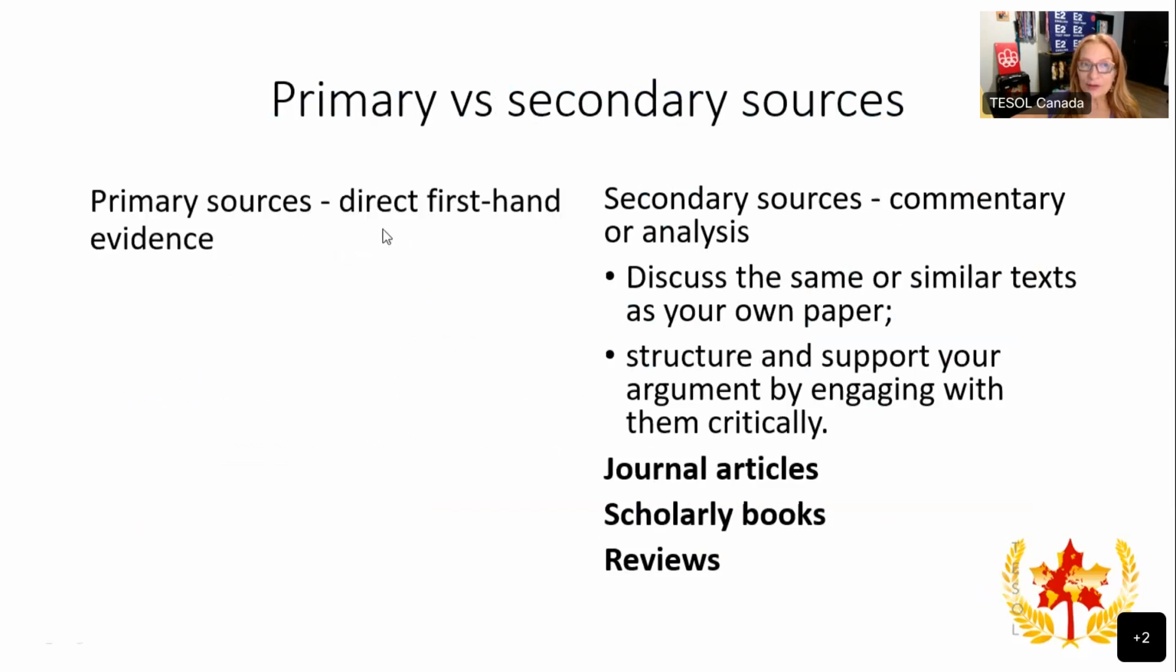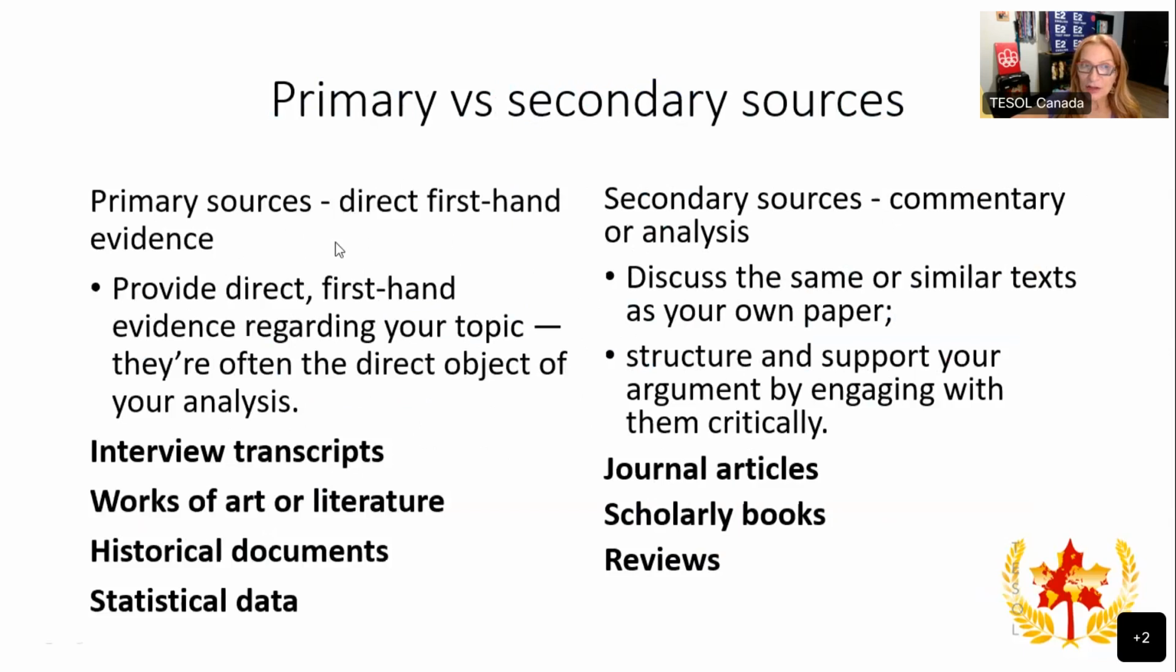Now, what is the difference between primary and secondary sources? The primary sources are first-hand evidence. So they would be like transcripts, historical documents, statistical data, works of art or literature. They are the original, the real thing, let's say. The secondary sources are texts that discuss a similar topic to the one you are doing research on. And usually the secondary sources are based on the primary sources.